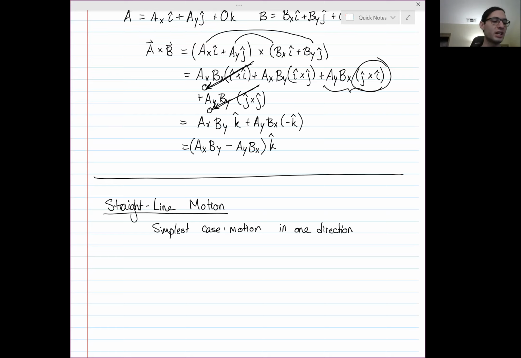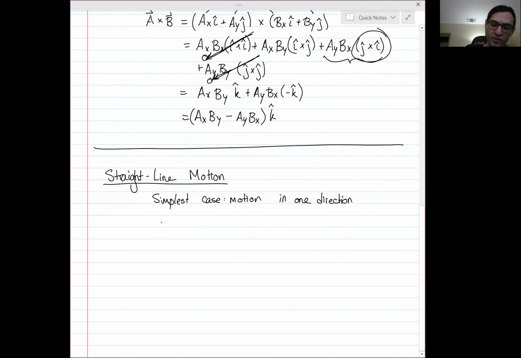And so we can encapsulate that information just by using a sign, S-I-G-N, positive or negative, rather than an I or a J or a K. So in the case of 1D motion, vectors simplify to positive and negative numbers.